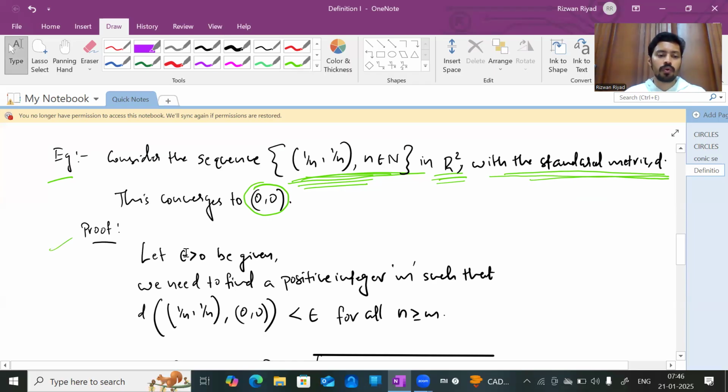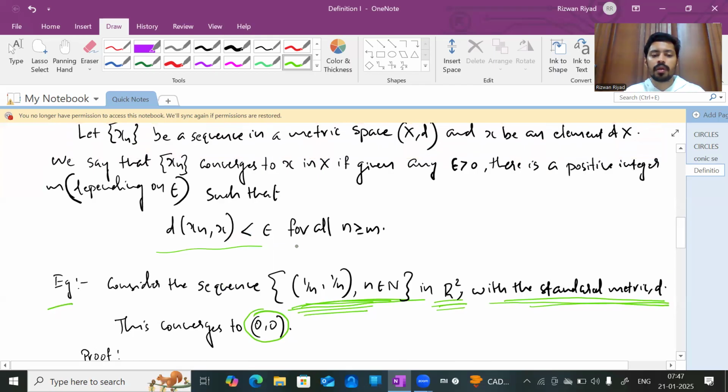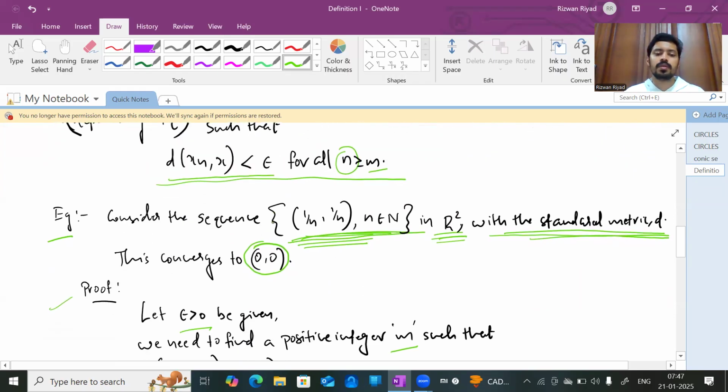Here we have the proof. To prove that, for any epsilon greater than 0, you have to find a positive integer m, such that for all the natural numbers n greater than or equal to that particular m, the distance between the terms of that sequence and that particular x to which it is converging will be lesser than epsilon. This will happen.